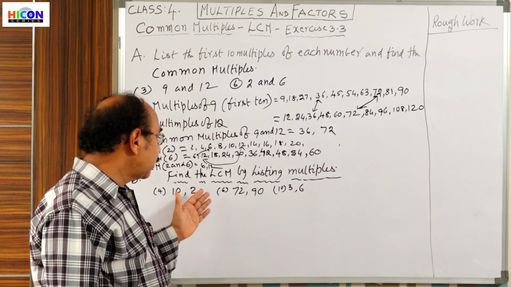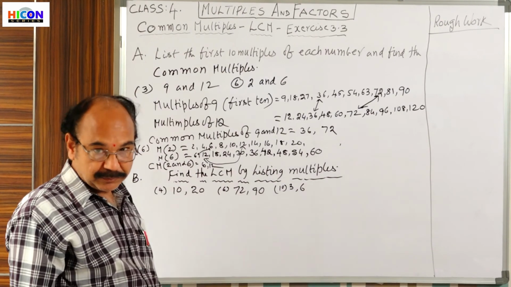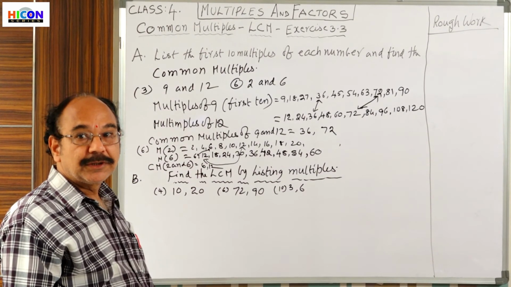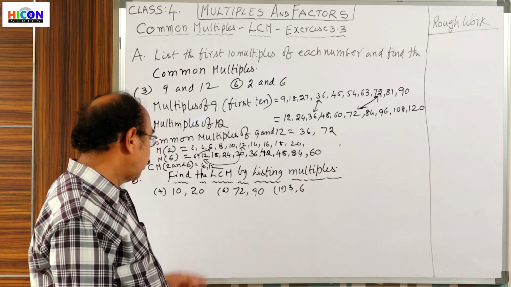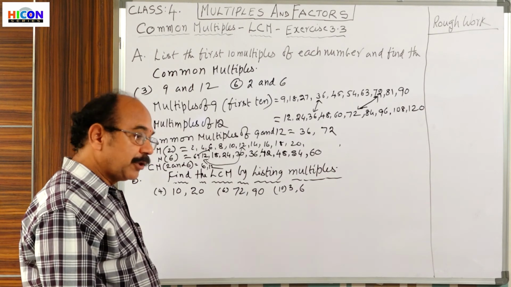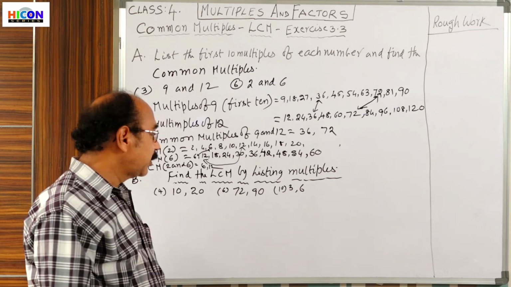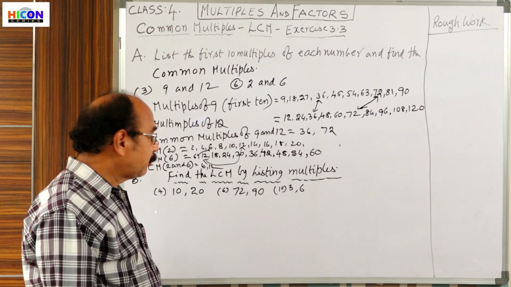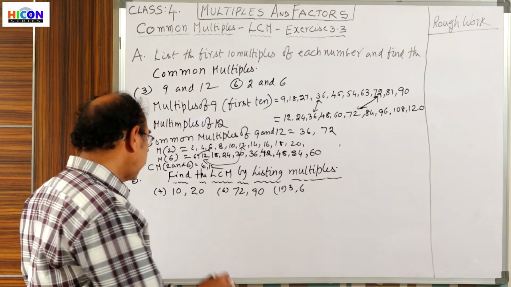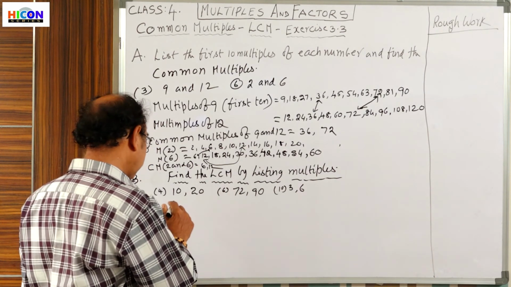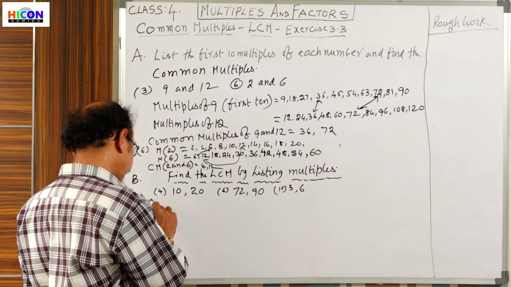Next, find the LCM by listing multiples. Okay, children, now the fourth one. In section B, find the LCM by listing multiples. You must compulsorily list out the multiples. So here, for the fourth question, let us set the multiples of 4.